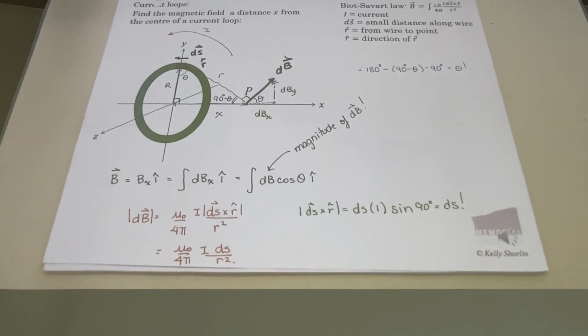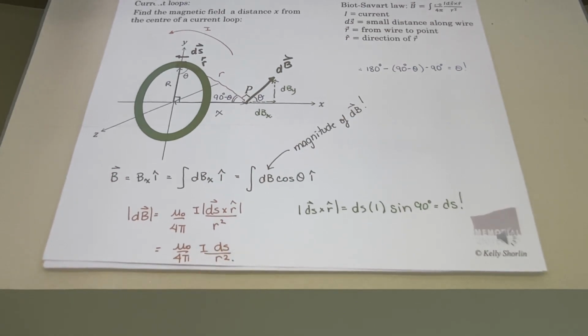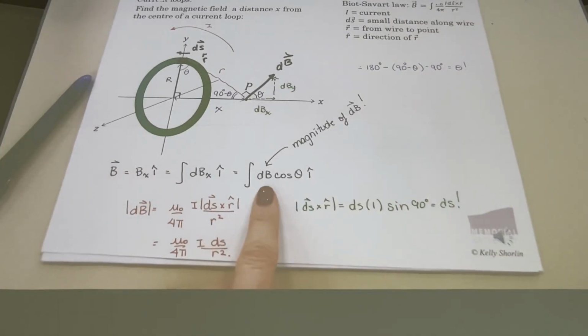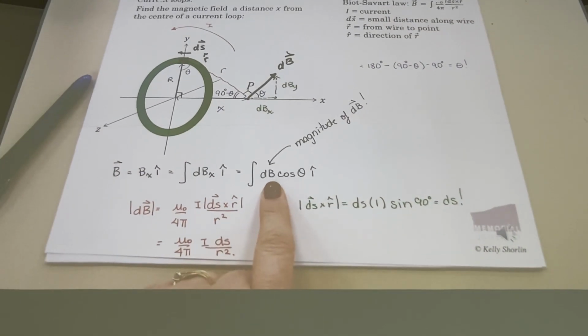So ds is along the loop, r hat is towards our point, and if you look at those two, they're perpendicular, so that angle is 90 degrees. So we got down to dB was mu naught over 4 pi times I times ds over r squared. So that's where our time was up, and we had to quit. We'll keep going from here. We'll put this expression in for our dB, and we'll try and solve this problem.